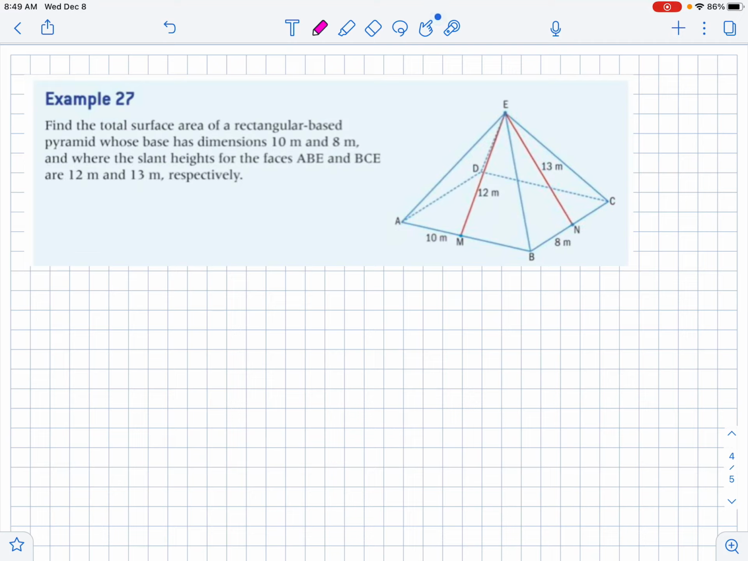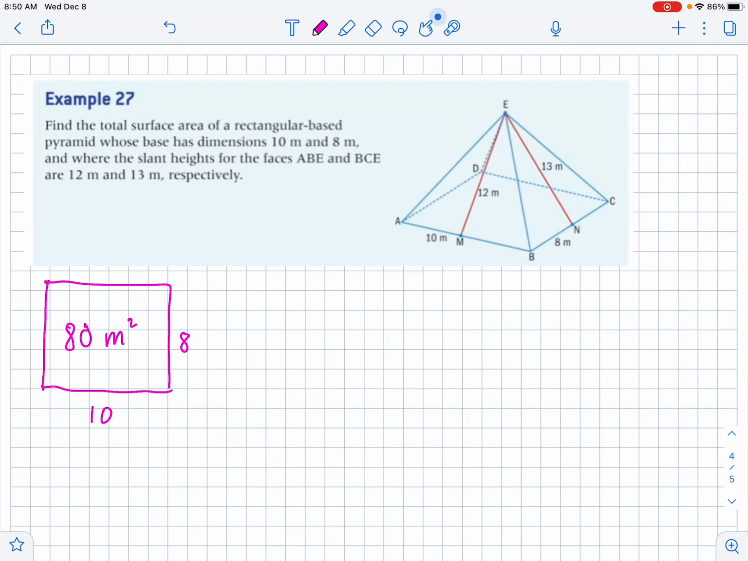Example 27. Find the total surface area of the rectangular base pyramid whose base has dimensions 10 and 8 and where the slant heights of the faces ABE and BCE are 12 and 13 respectively. That's nice that they gave us that. We're essentially going to cut this thing apart. When you cut it apart, the base is going to be a rectangle, and that rectangle is 10 by 8. So the area of this is 80 meters squared.